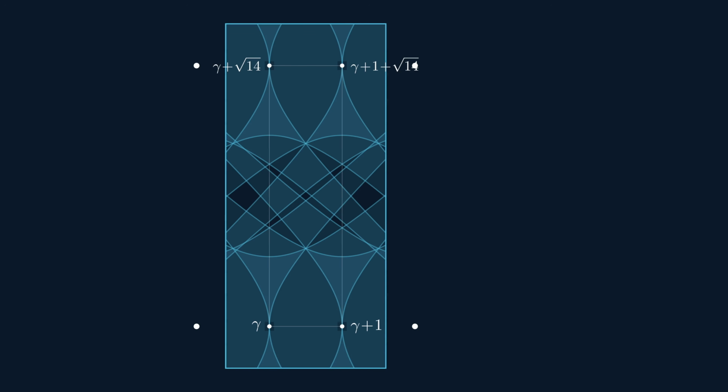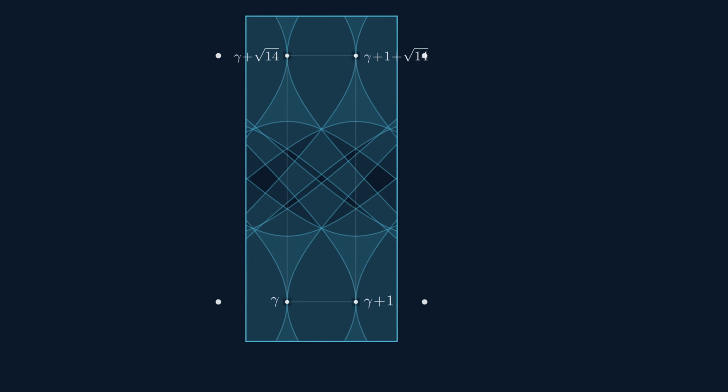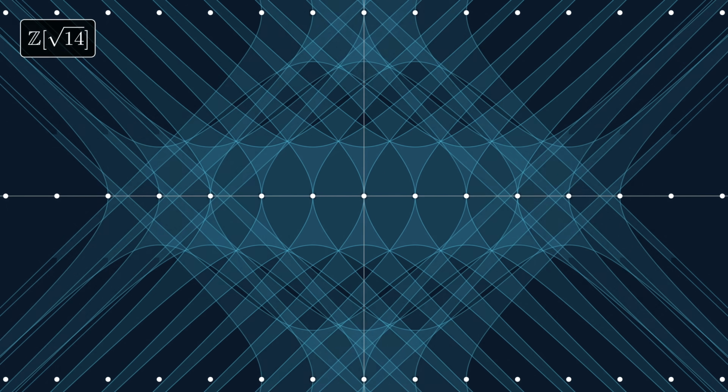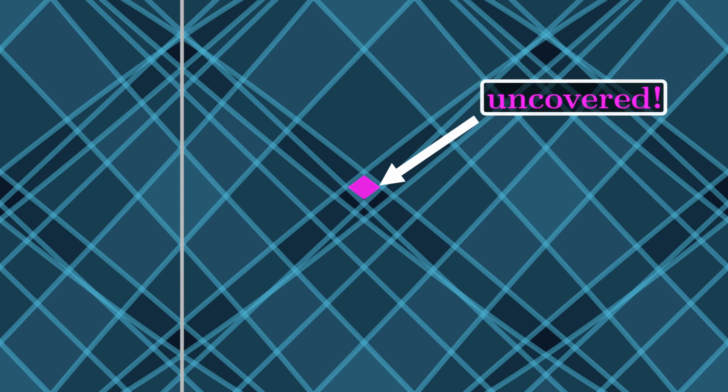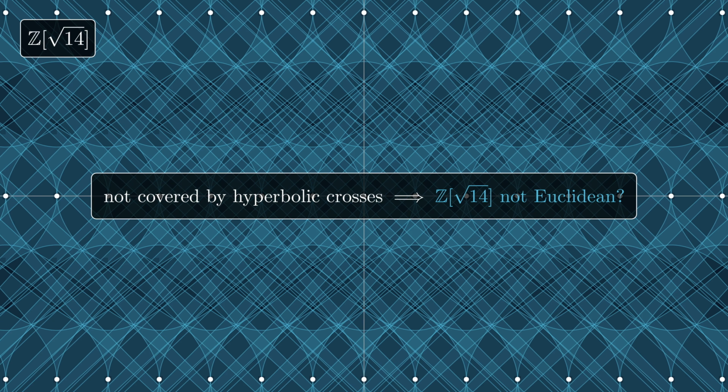Now, if we zoom out, fill the plane with these hyperbolic crosses, and then zoom back in, by visual inspection, it does look like there is an uncovered portion of the plane. Now, this uncovered portion of the plane does not mean that we lack a division algorithm, because it could be possible that a quotient of 2 elements in Z adjoin root 14 never happens in one of these spots. But let's give an explicit example where this goes wrong.